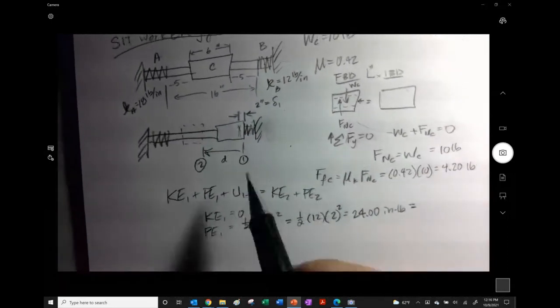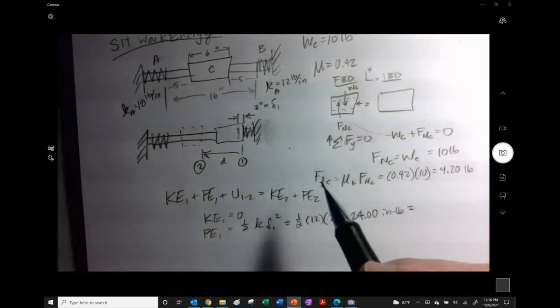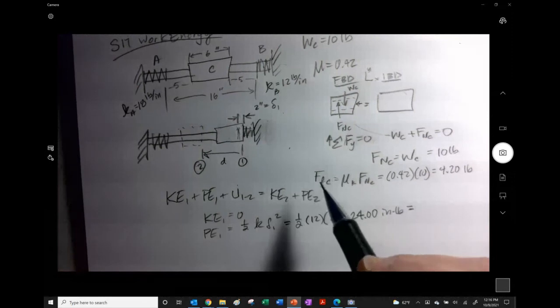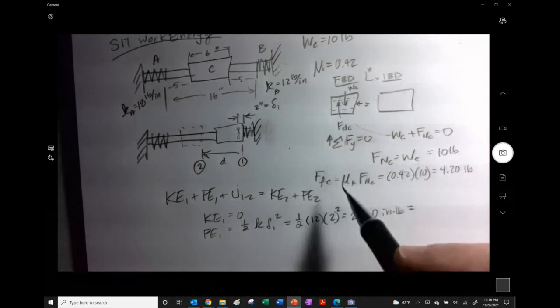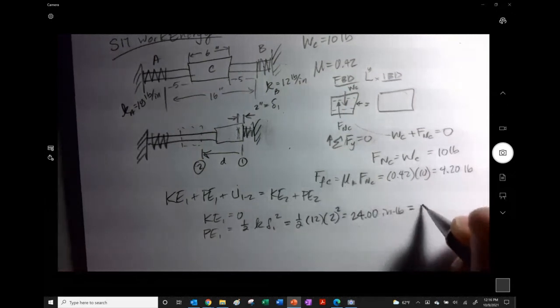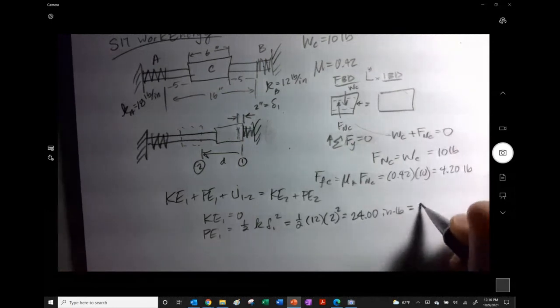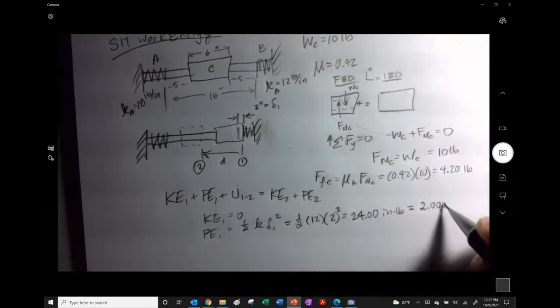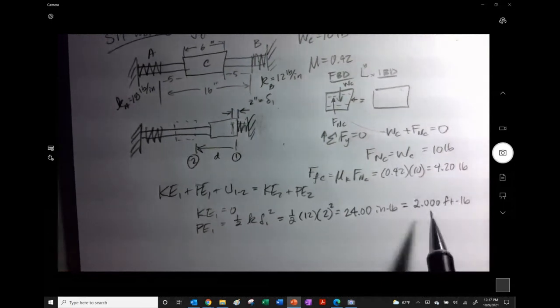But we really should turn it into foot-pounds, because when we're dealing with work and energy, when it comes to the kinetic energy, we're going to use mass, right? And so we're going to have to convert something into slugs at some point. And the only way that works out is if we're in a system of units that uses feet, not inches. So it's a minor point, but we're going to divide by 12 inches per foot and end up with 2 foot-pounds of potential energy.